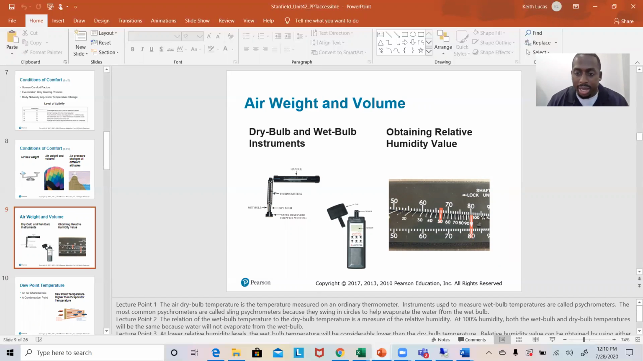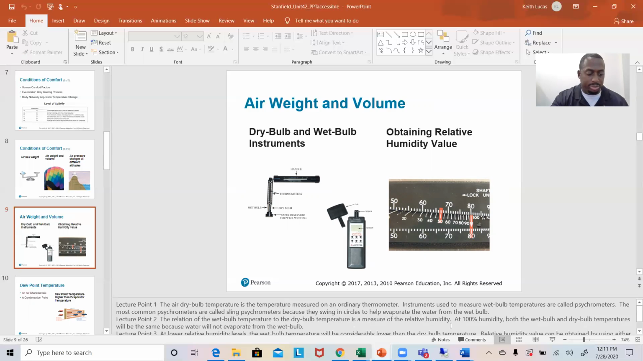And then instruments used to measure wet bulb temperature are called psychrometers. The most common psychrometers are called sling psychrometers because they swing in circles to help evaporate the water from the wet bulb. And so that's what the wet bulb temperature is. It's the temperature as it relates to the evaporation.